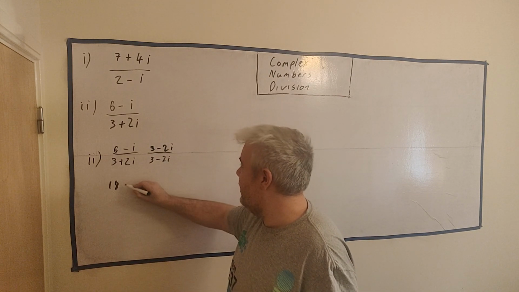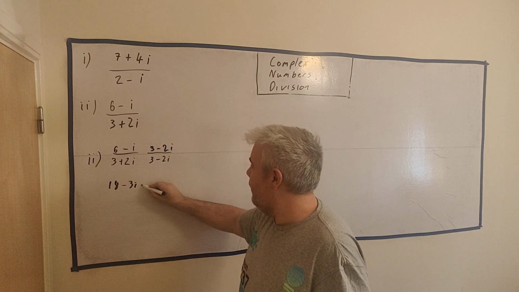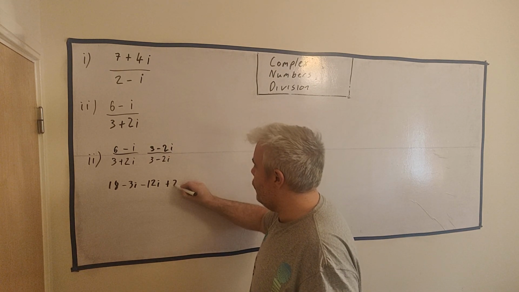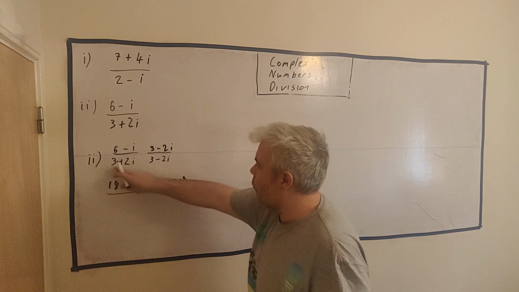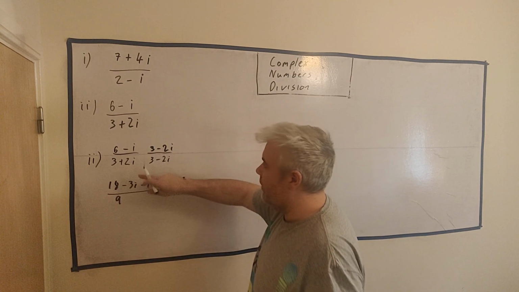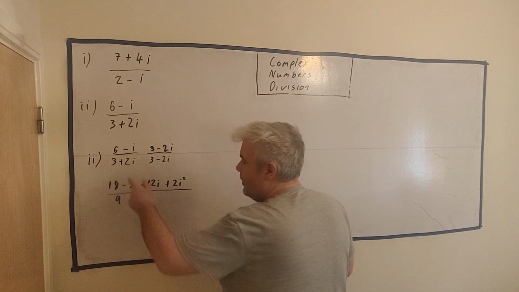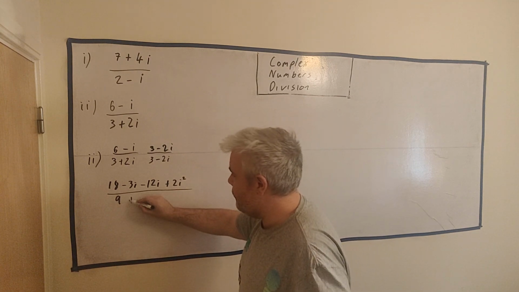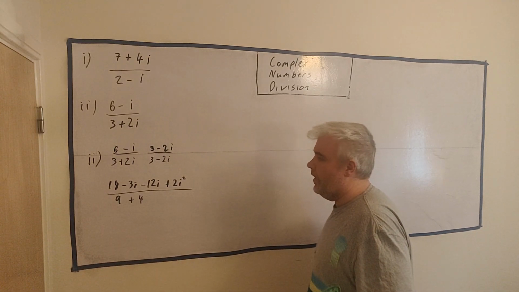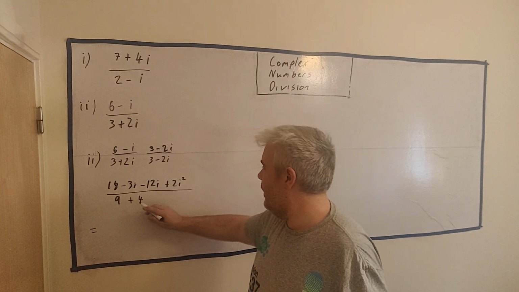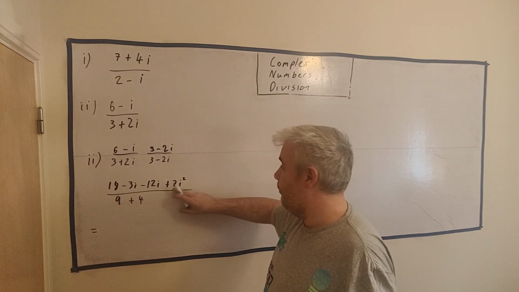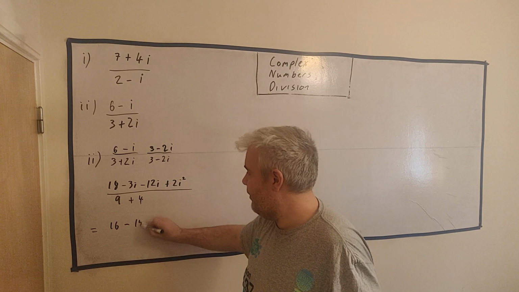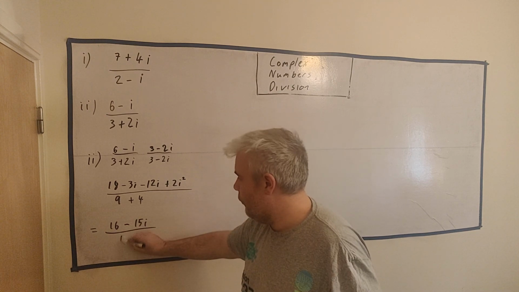Top row we get 18 minus 3i minus 12i, and yeah, that's right, plus 2i squared. Bottom row, 3 3's are 9. The 3 by 2i and 3 by 2i will cancel, so we'll just get minus 4i squared. Well, that's just plus 4. I can get there quickly. Let's clean this up. We will get 18 minus 2 is 16. And we get minus 15i all over 13.